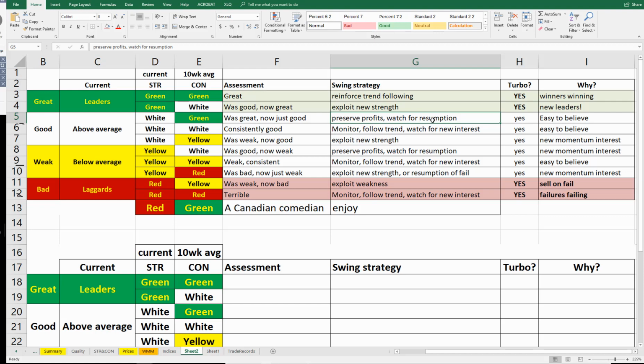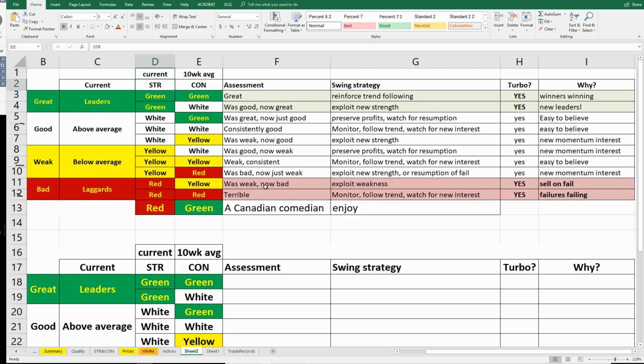By the same token, on the downside, this is one of my favorites. This is sort of like an owl pattern, but looking at these longer term swings. A yellow and red. Now, previously, it may have been red and red, and it was just terrible. But now some money has come into it, and now it's gone to yellow-red. So it got one quantum level better on the strength column. So it was weak, now it's just bad. I'm sorry, yellow and red. It was bad, now it's just weak.